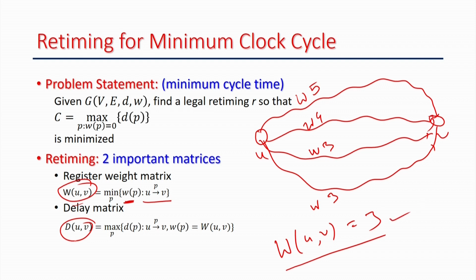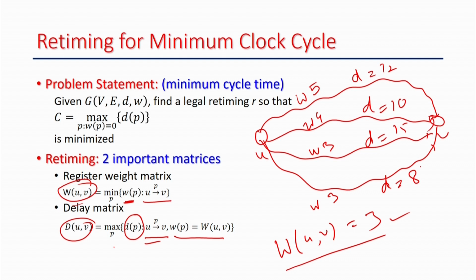Okay. Similarly, what does D(u,v) say? For all paths from u to v, among the paths with the minimum weight, what is the maximum delay? So, suppose that the delay of this node is say 12, this is say 10, this is say 15, this is say 5, and this is say 50. Although there are 4 paths, suppose this value I consider as 8.